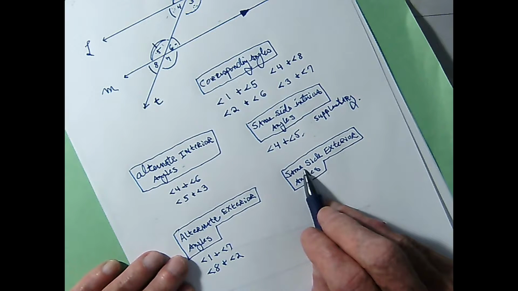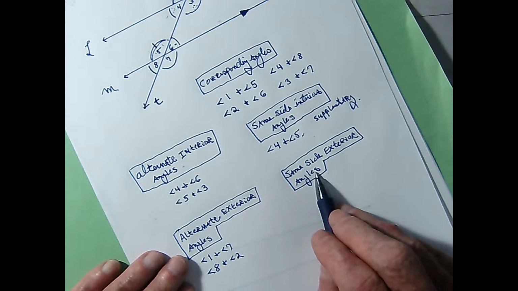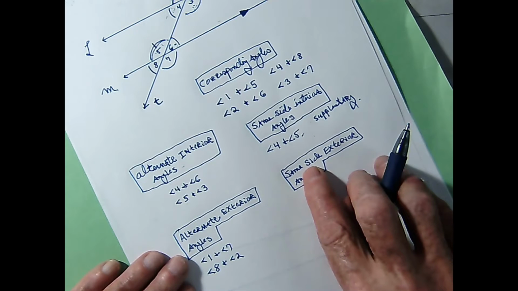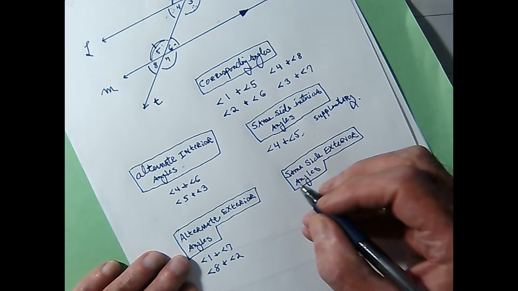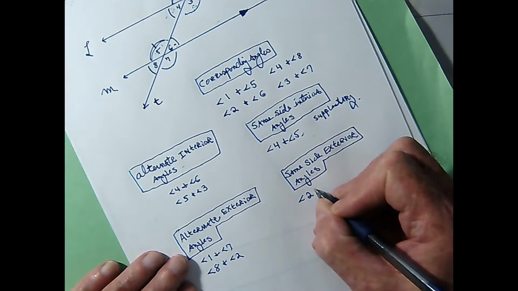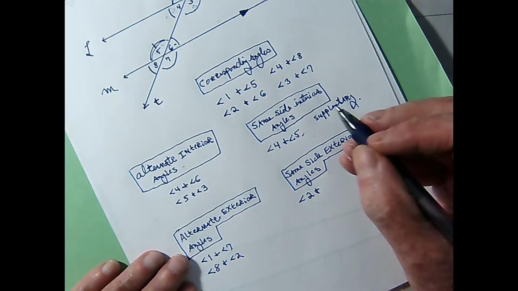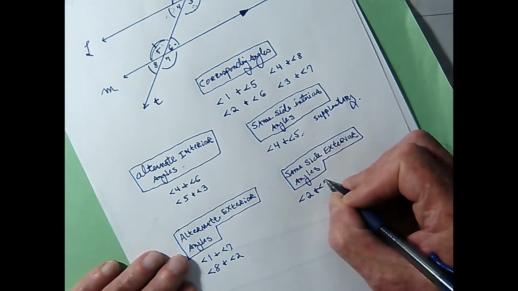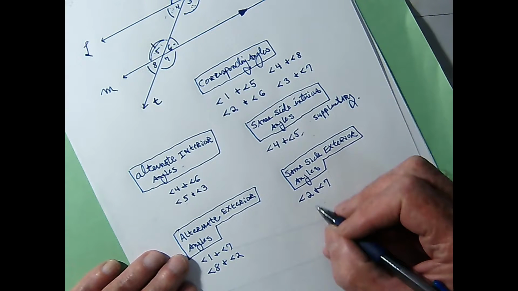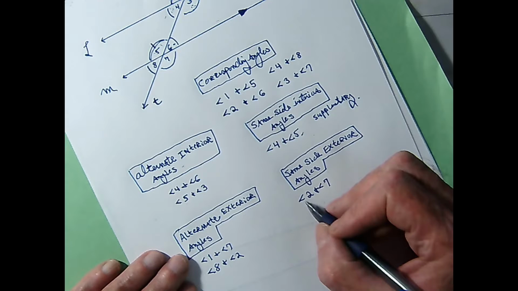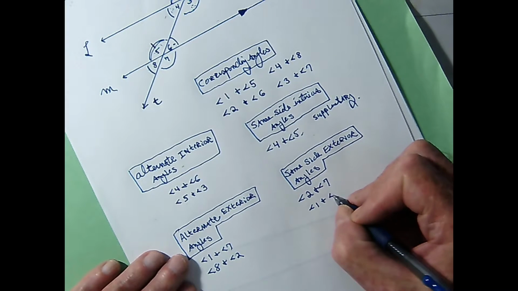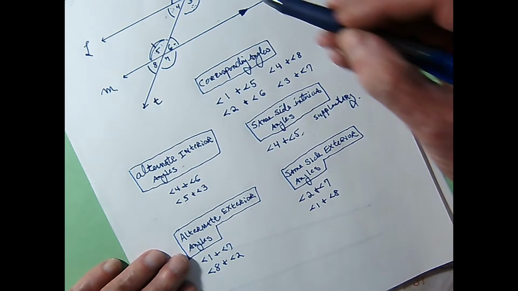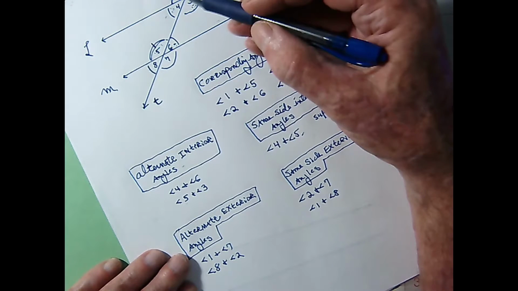What about same side exterior angles? Well, they have to be on the same side of the transversal and be outside of the parallel lines. Let's name a pair. Angle 2 and angle 7. Another pair of same side exterior angles could be angle 1 and angle 8. What relationship do you think they would have? Angle 1 and angle 8.